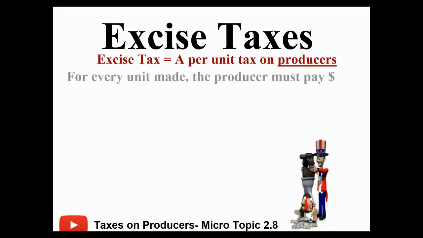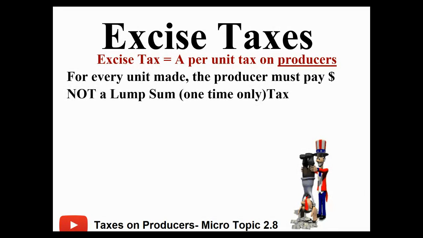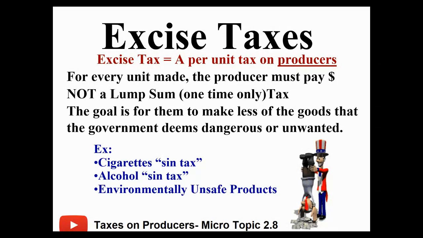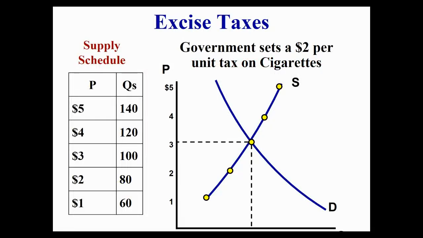So let's take a look once again at taxes. So we're going to look at some examples here. So we know excise tax is a per unit tax on producers, right? It's not a lump sum tax, right? And it's essentially put on a product, whether it be on cigarettes, on alcohol, on environmentally unsound things, and basic sales tax we see on products. So let's take a look here at this one.